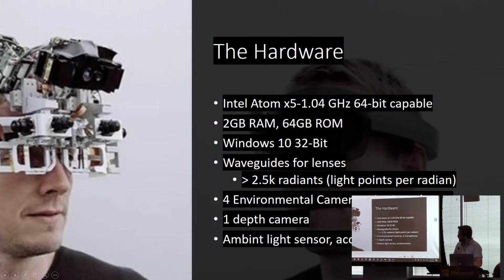So there are 4 environmental cameras and 4 microphones, which is what allows the holographic processing unit to chomp through that 1 terabyte a second of data. I think you said that, and that's really what allows it to capture that spatial interaction. You've got a depth camera in there, ambient light sensor, and an accelerometer. So, other than the fact that you've got multiple cameras and the lenses here, it's actually pretty similar to a fairly powerful smartphone, right, or a tablet device.